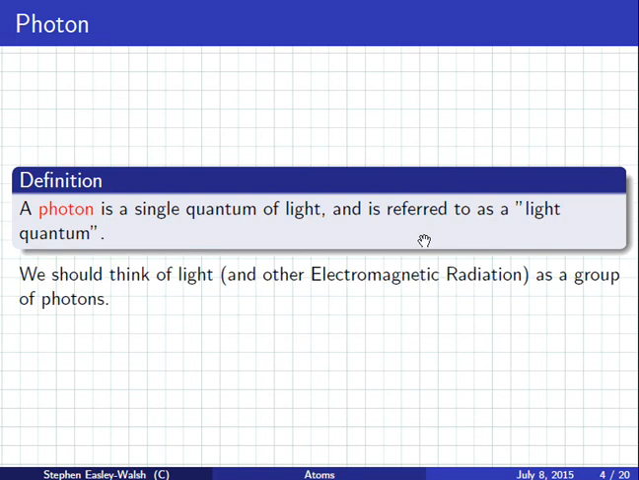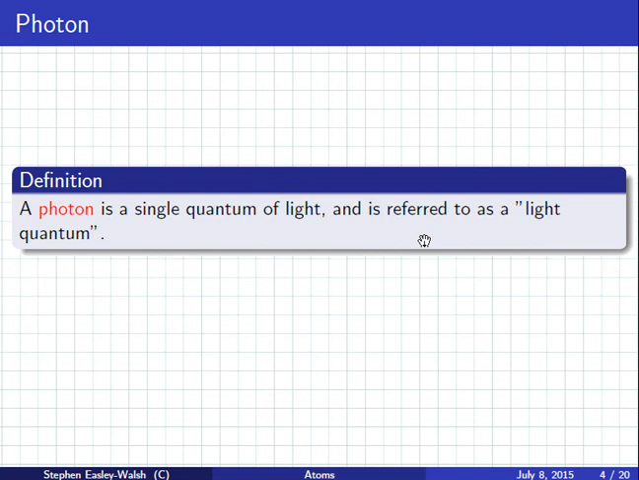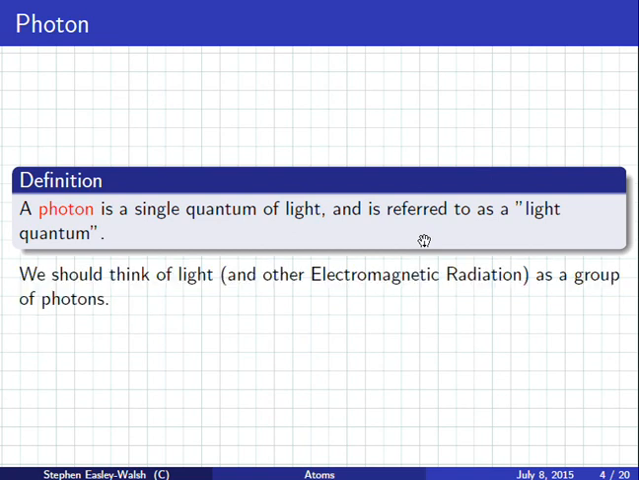Sorry, can I go on? So we should think of light as a group of photons. So we should think of light as lots of little photons of light. Like in biology, we have a person and we think of them as little cells. Or in chemistry, you have matter and we think of it as atoms that make the matter. So for light, we think of all the photons that make the light. Okay?